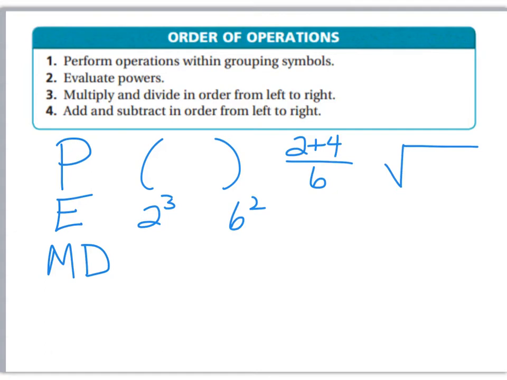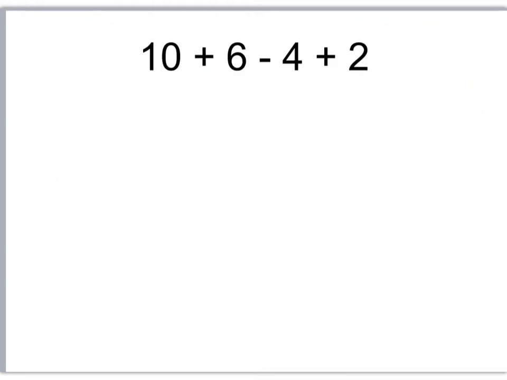And then the last one here, number 4, add and subtract in order from left to right. That's the A and S for PEMDAS. But again, they're related. So you're going to attack all the addition and subtraction problems in order from left to right, whichever one shows up first. So if addition shows up first from left to right, you're going to do that one first. If subtraction shows up first, you're going to do that one first. All right, let's try some examples.